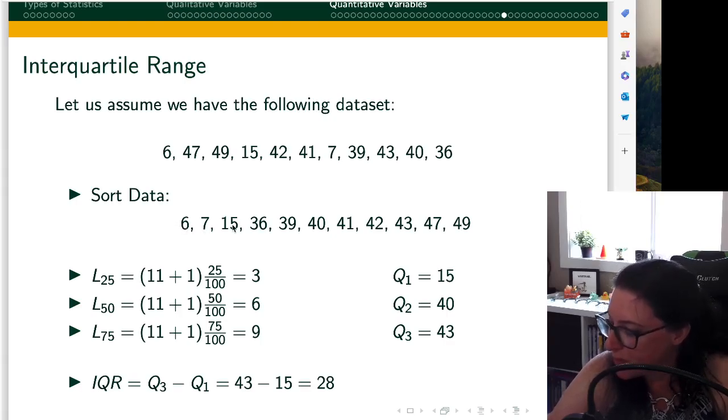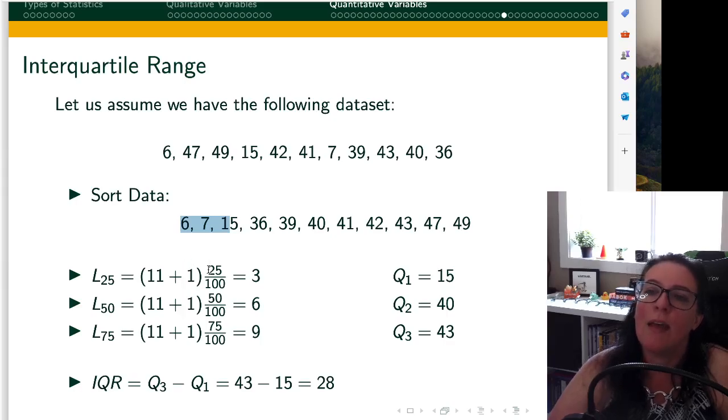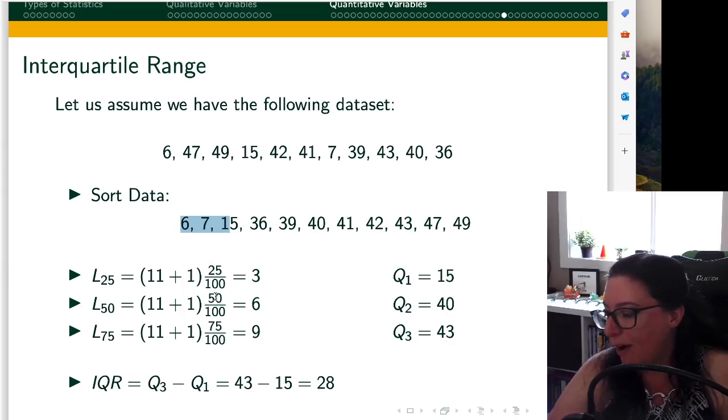So first we have to figure out how many data points we have. We have 2, 4, 6, 8, 10, 11. Okay, so we have 11 data points, which means that to find the 25%, we take that 11, add 1, get 12, and then we want to take 1/4 of that. So 1/4 of that is 3, which means the third number is going to be the first quartile.